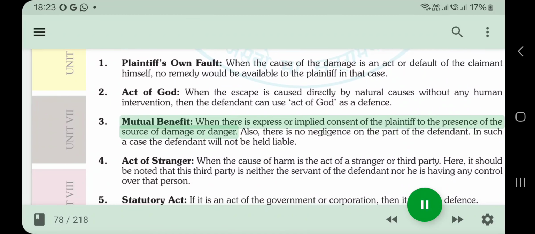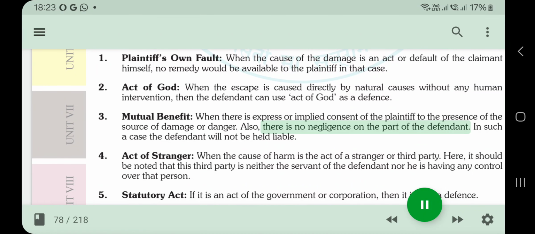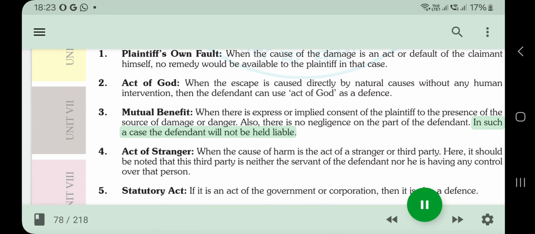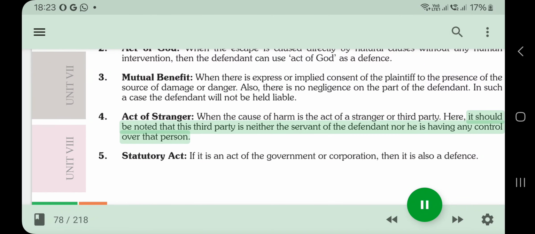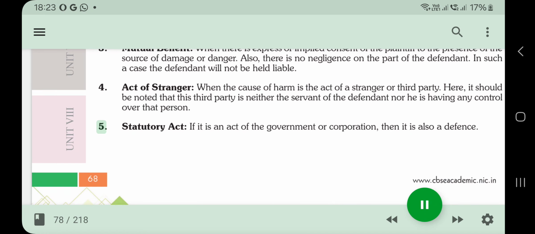3. Mutual benefit. When there is express or implied consent of the plaintiff to the presence of the source of damage or danger. Also, there is no negligence on the part of the defendant. In such a case, the defendant will not be held liable. 4. Act of stranger. When the cause of harm is the act of a stranger or third party. Here, it should be noted that this third party is neither the servant of the defendant nor he is having any control over that person. 5. Statutory act. If it is an act of the government or corporation, then it is also a defense.